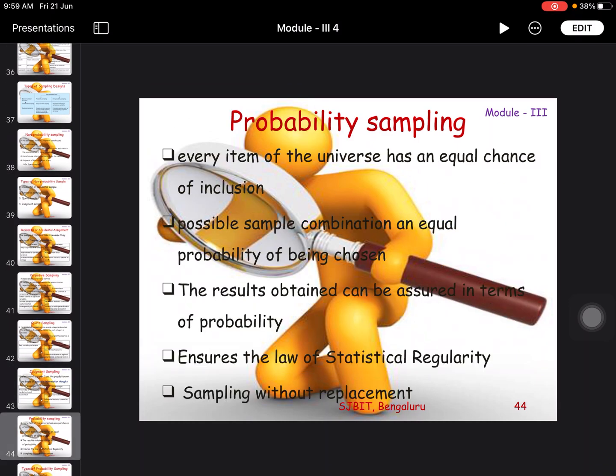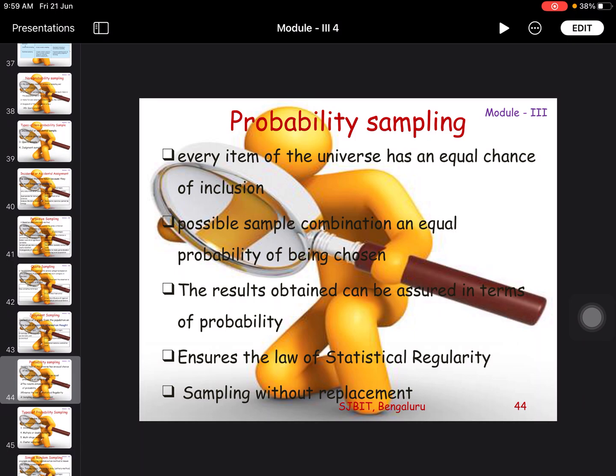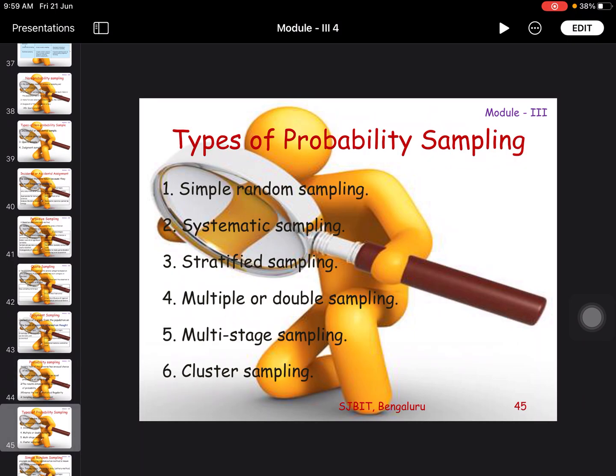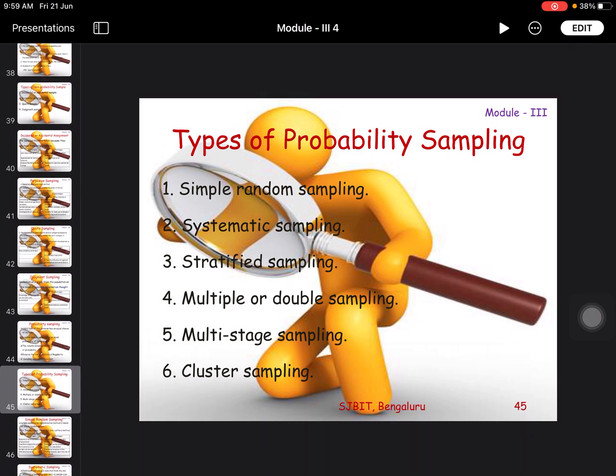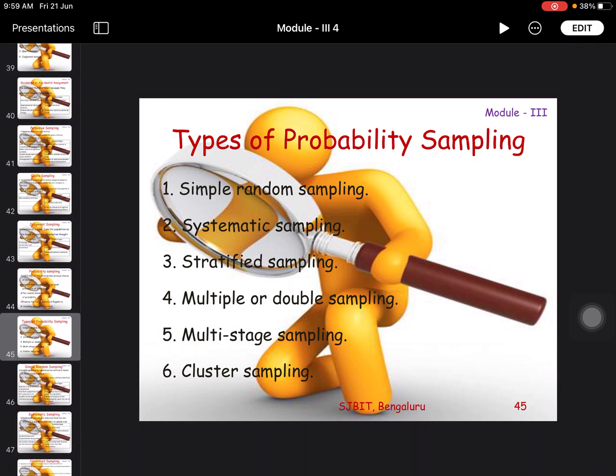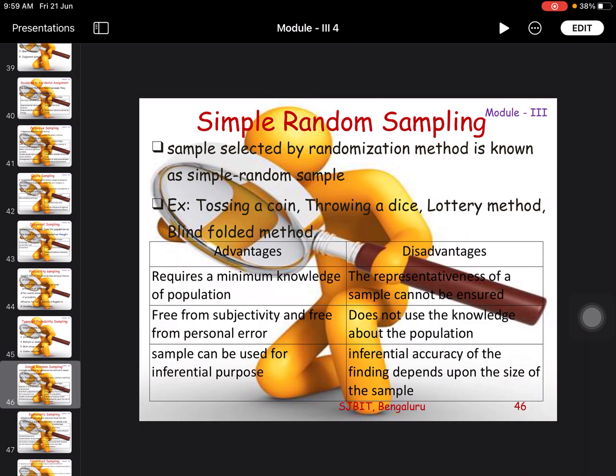So probabilistic sampling is where each element in the sample combination has an equal probability of being chosen, and it ensures statistical regularity, and sampling is without replacement. There are different types of probabilistic sampling: simple random sampling, systematic sampling, stratified sampling, multiple or double sampling, multiple stage sampling, and cluster sampling. A brief introduction to each.